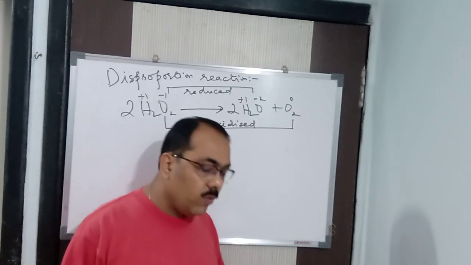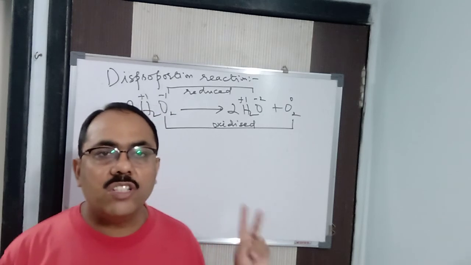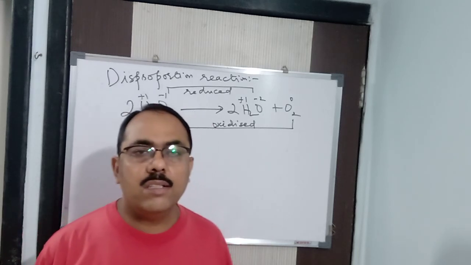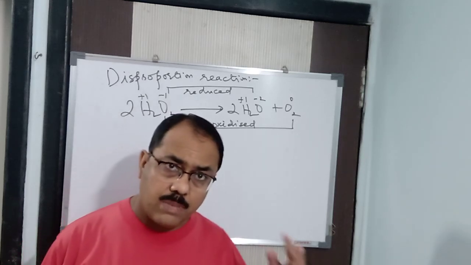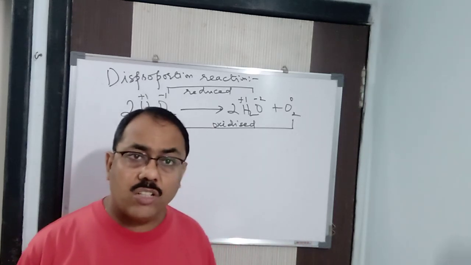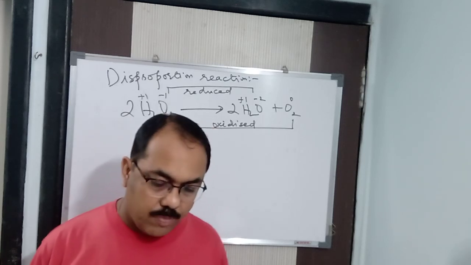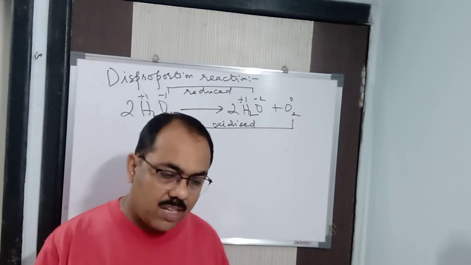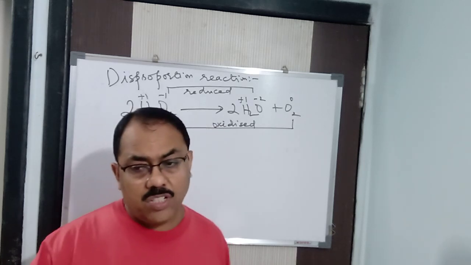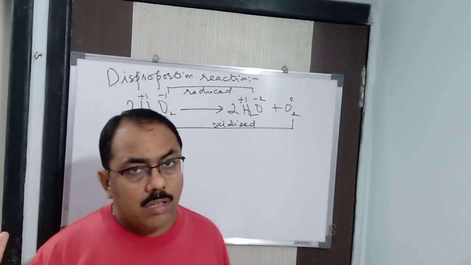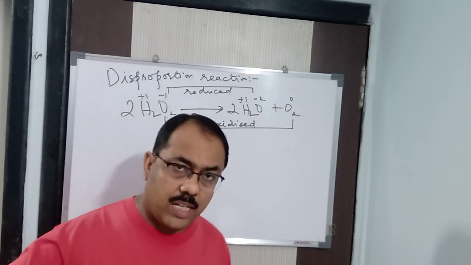Now, there are two ways by which we can balance a particular reaction. One is the oxidation number method. Another is the ion electron method. Got it? There are two methods by which you can balance any reaction. If no method is given in the exam and it is simply asked to balance, you can balance in any way. But if it is asked that you balance by oxidation number method, then you have to go for it only. Or if it is asked that you balance by ion electron method, then you have to go for it only. You don't have any option in that case.